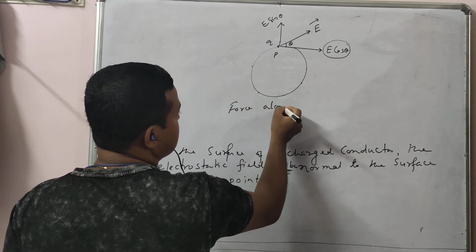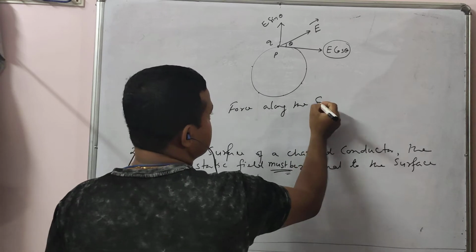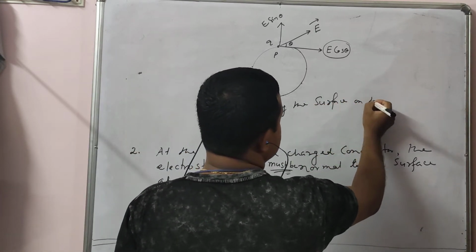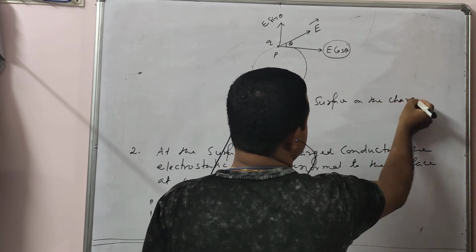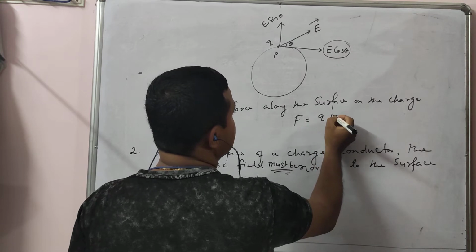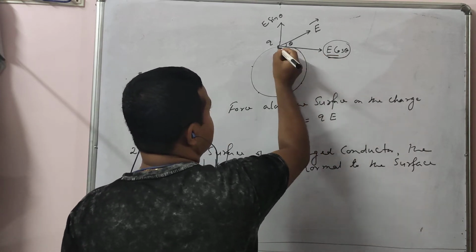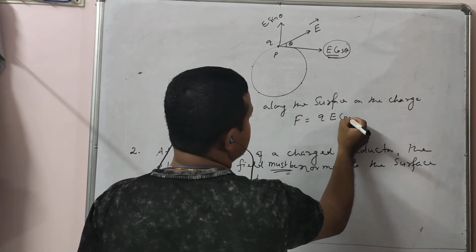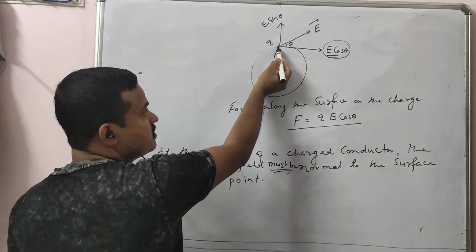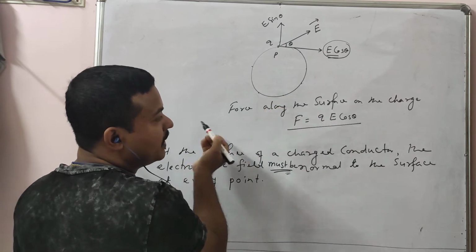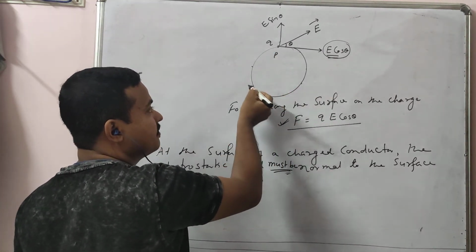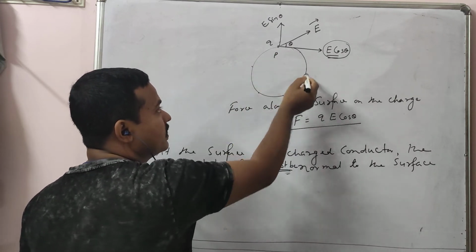There will be a force along the surface on the charge, and that force is F equal to QE. Here we are taking this component, so it is QE cos theta. Now as this charge experiences a force along the surface, what would happen? Because of this force, the charge moves along the surface.